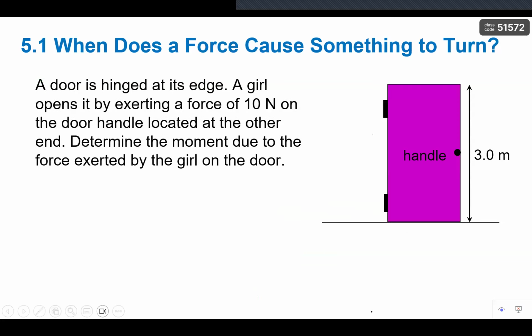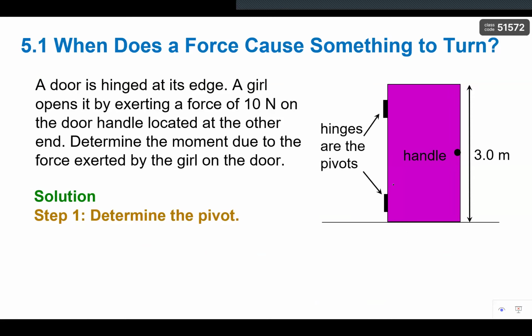Okay, next question. A door is hinged at its edge. A girl opens it by exerting a force of 10 Newton on the handle located at the other end over here. Determine the moment due to the force exerted by the girl on the door. Okay, so in this first case, I know that this door will rotate about the hinge. So the hinge is actually my pivot. The object always rotates about the pivot. So the pivot in this case will be the hinge.